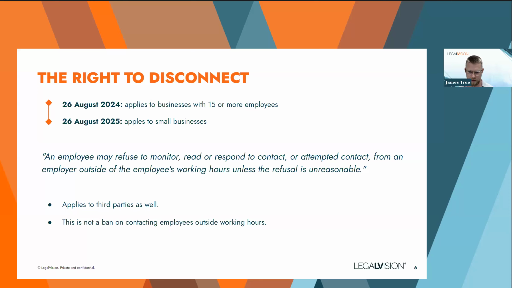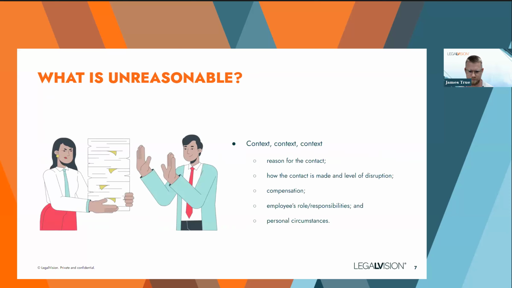So let's take a look then at what is unreasonable. Context is critical. Considering all these factors put together is what's going to create an ultimate picture of what reasonable or unreasonable is. Looking at the reason for the contact, for example, if you have an employer who's just trying to send a note to someone to say, hey, look, tomorrow's start time or tomorrow's start location is going to be different to what we had planned, well, that's probably going to be a reasonable basis to do so.